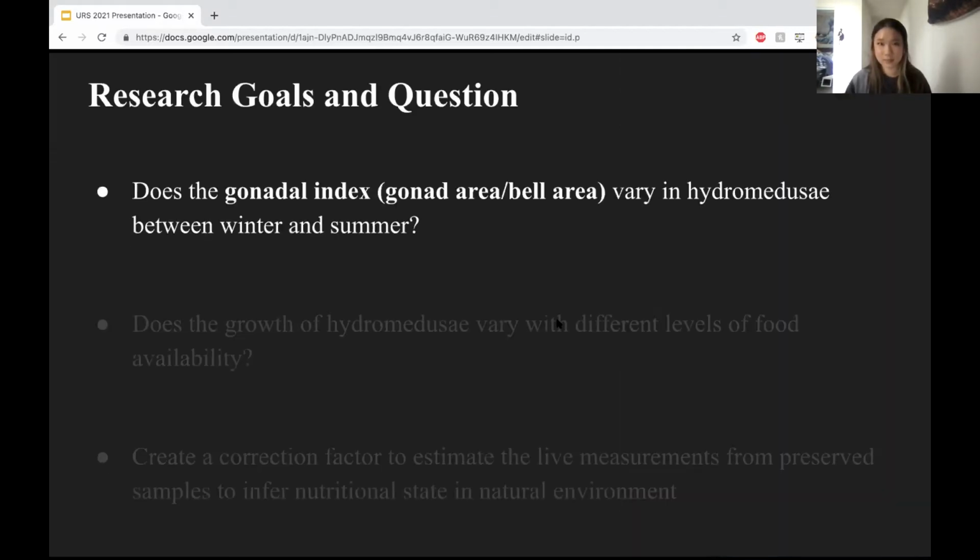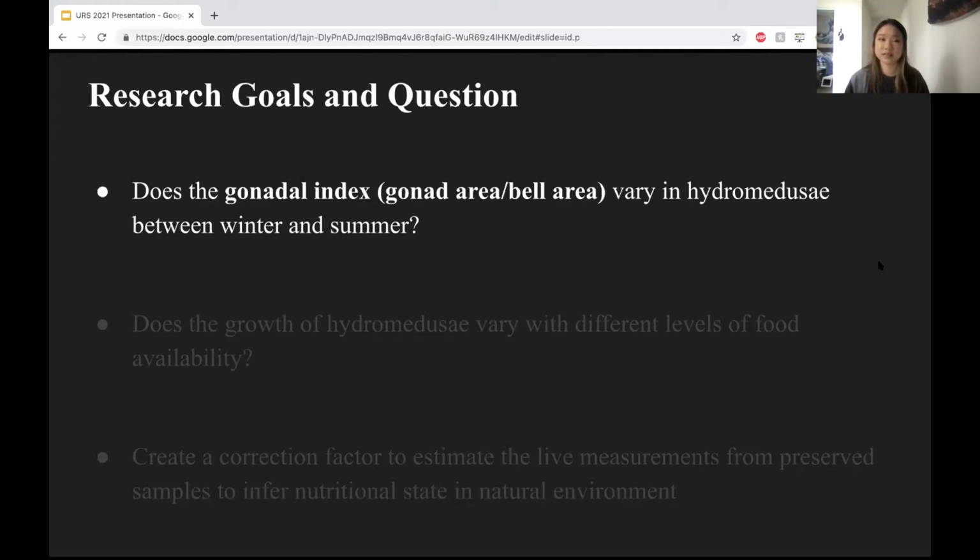I want to start by talking about our research goals and questions, because there are kind of three parts to this study. Our main study is looking at whether the gonadal index, which is the gonad area divided by the bell diameter, varies in hydromedusae between winter and summer.